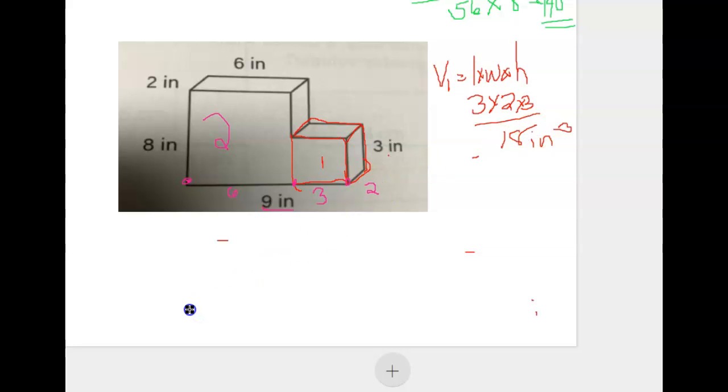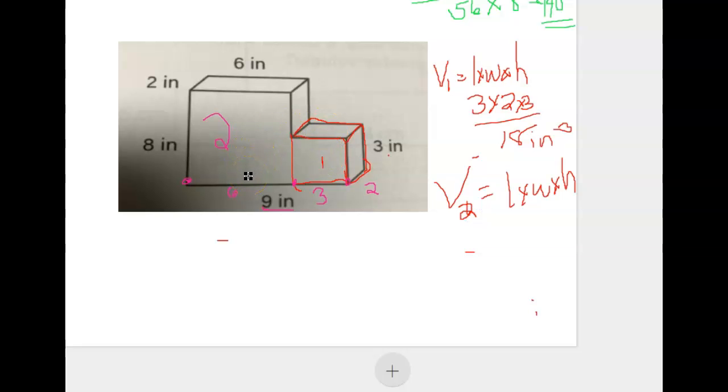Okay, let's move on to box number 2, and let's analyze if it is complete. We use the formula length times width times height. Please do not forget to write down the formula because that is your guide. Oh, that is box 2. I'm referring to box 2.